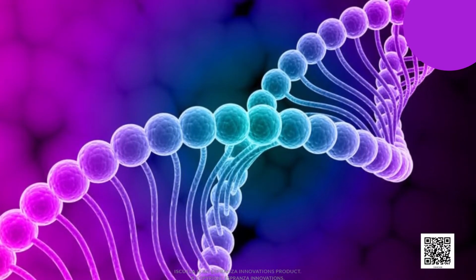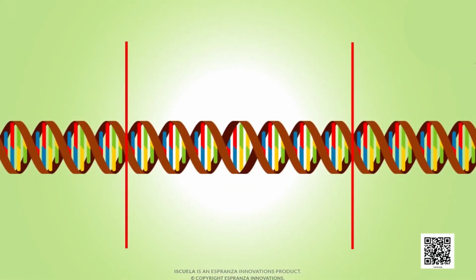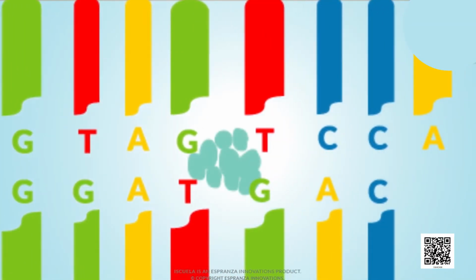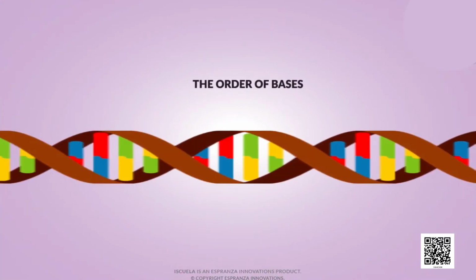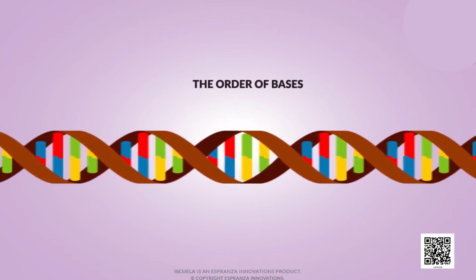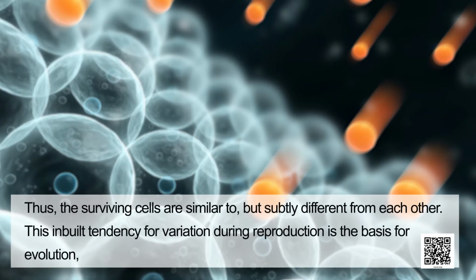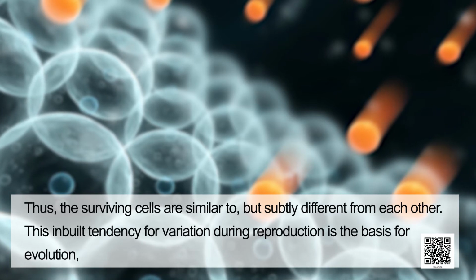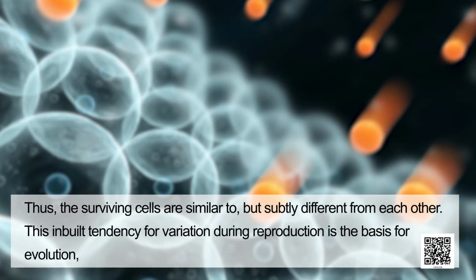Some of these variations might be so drastic that the new DNA copy cannot work with the cellular apparatus it inherits. Such a newborn cell will simply die. On the other hand, there could still be many other variations in the DNA copies that would not lead to such a drastic outcome. Thus, the surviving cells are similar to but subtly different from each other. This inbuilt tendency for variation during reproduction is the basis for evolution.